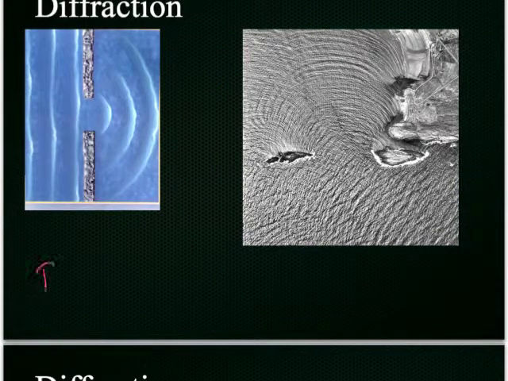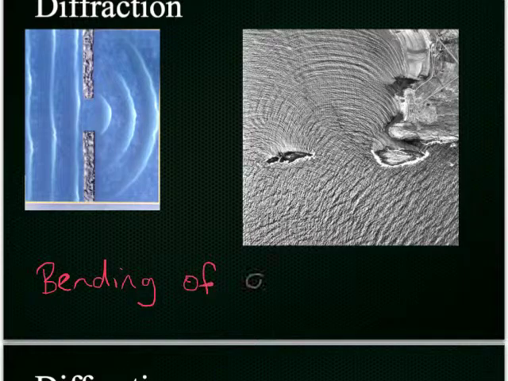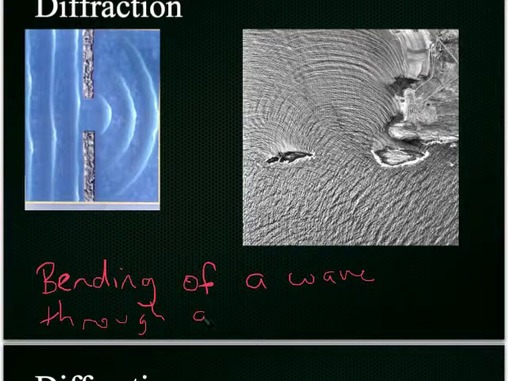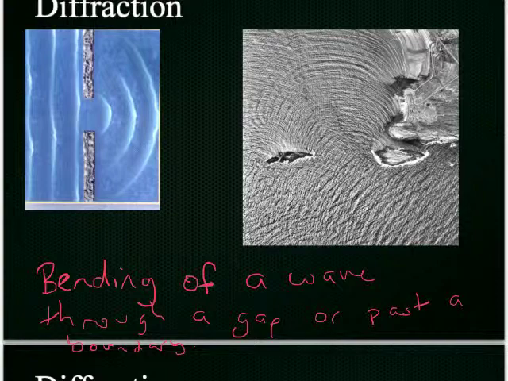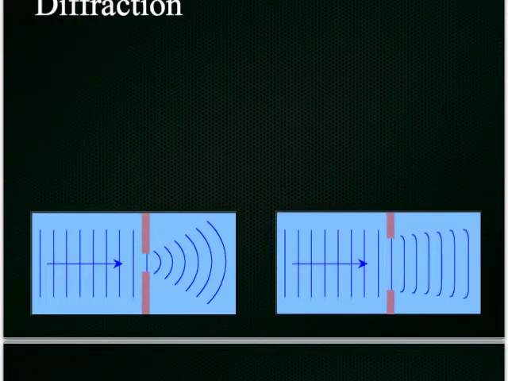Diffraction is the bending of a wave through a gap or past a boundary. You can see it here in the water. So we've got waves coming in, and then it hits this gap and it starts spreading out in a circular fashion. And that's what happens here.